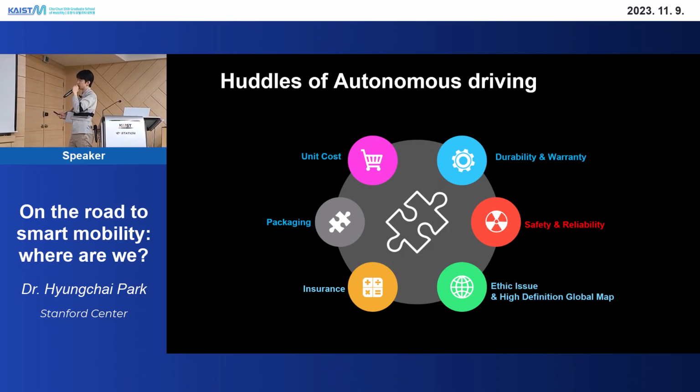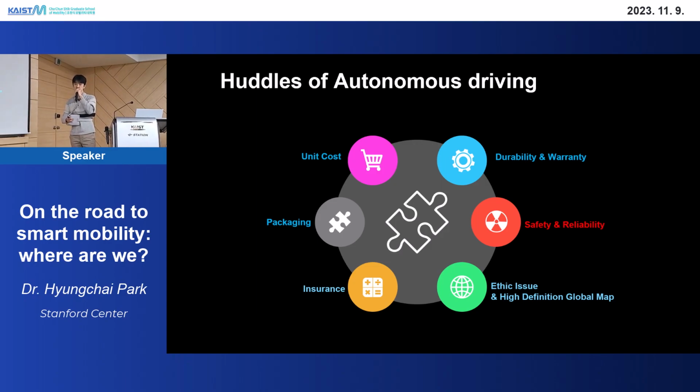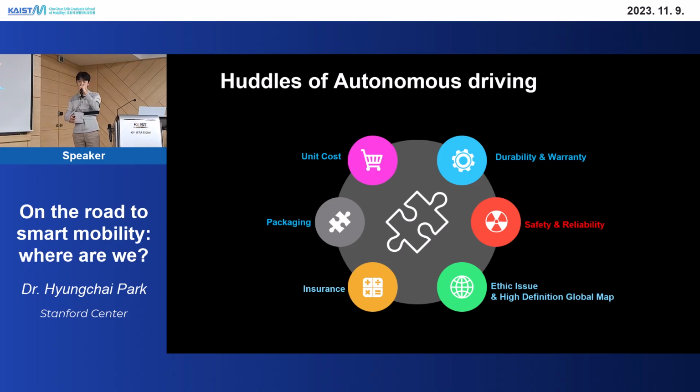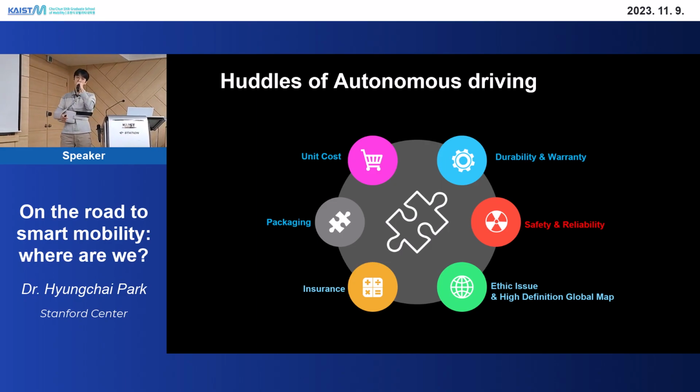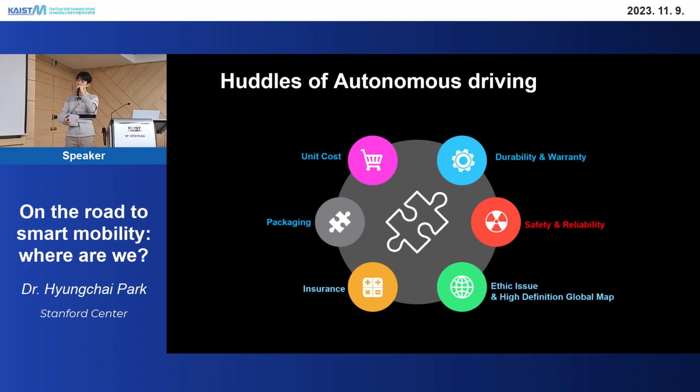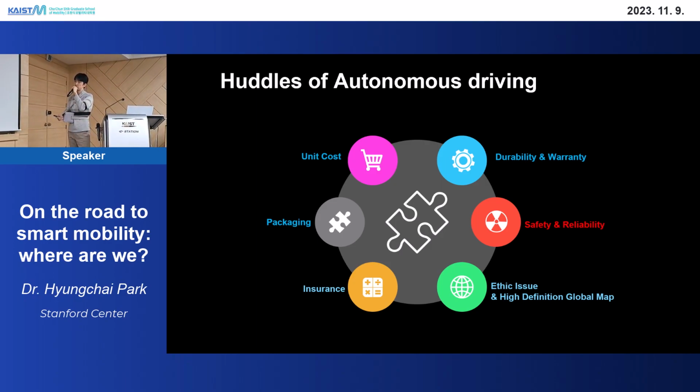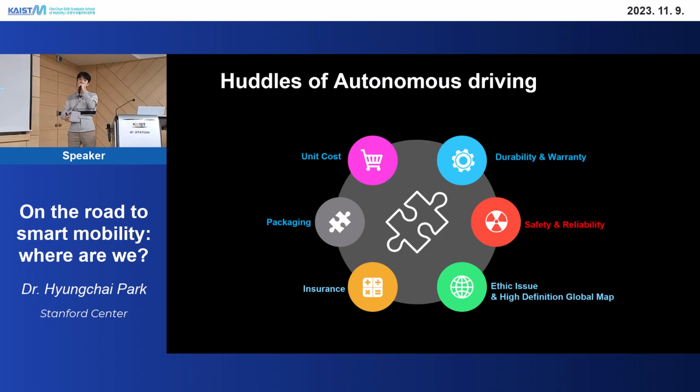And safety and reliability. If we have some understanding of deep learning networks, can you say that the result from the deep learning neural networks is 100% correct? And also ethical issues, insurance. So autonomous driving commercialization is not just about technology, because driving itself is a kind of social contract. We have to bring autonomous driving into our society, which requires social consensus.